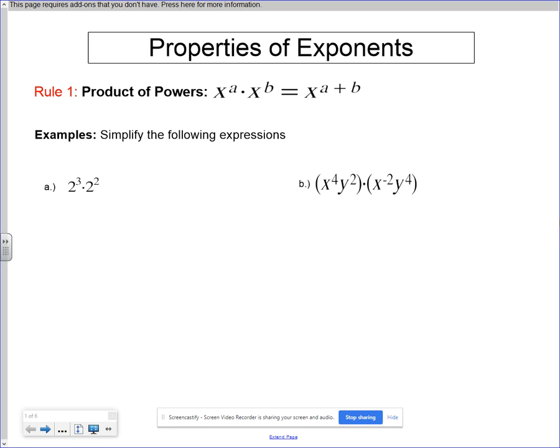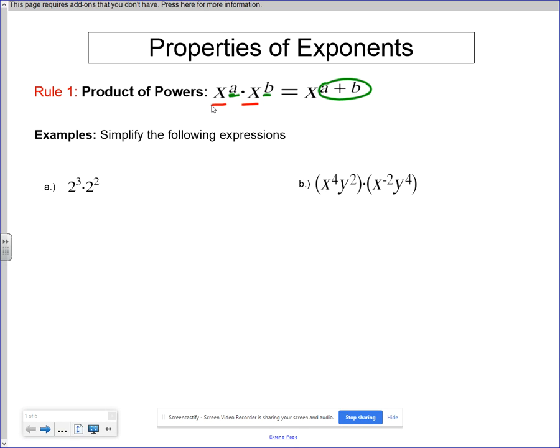So this says if we have an expression of the form x to the a times x to the b, where x is the same variable or the same number, we can take the two exponents, a plus b, and add them together. So we can have x to the a plus b. So let's take a look at this first example down here.